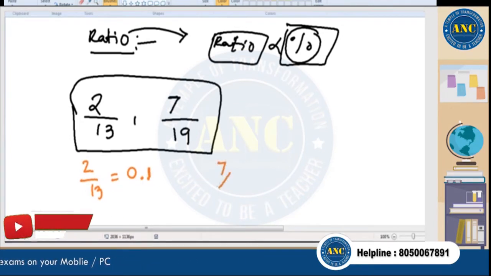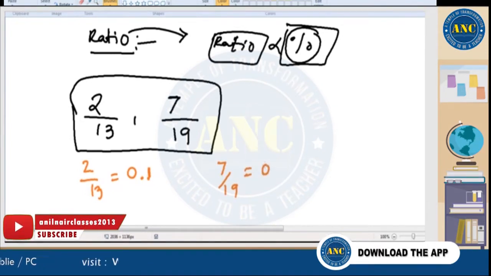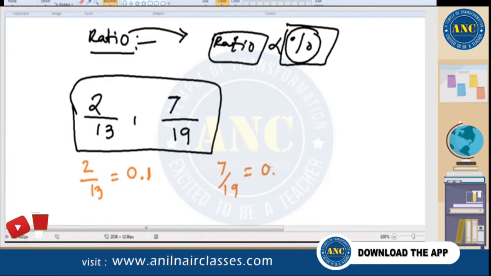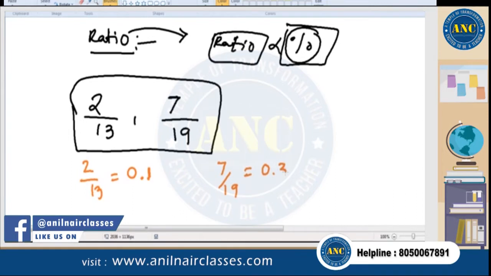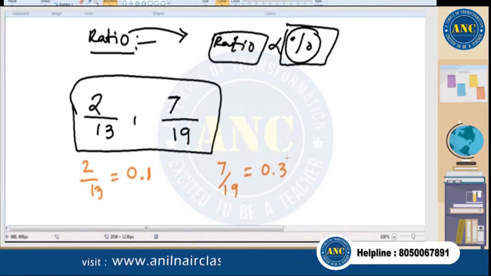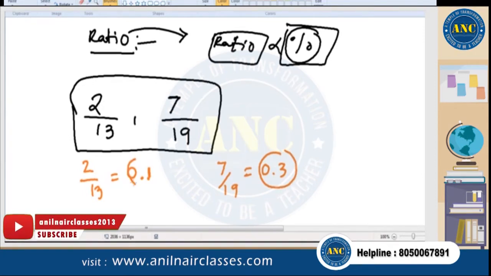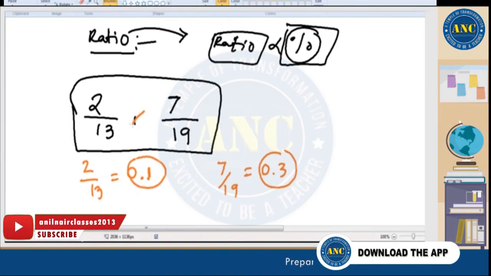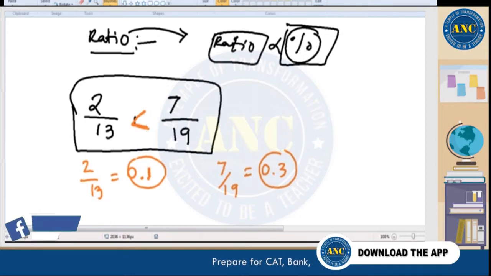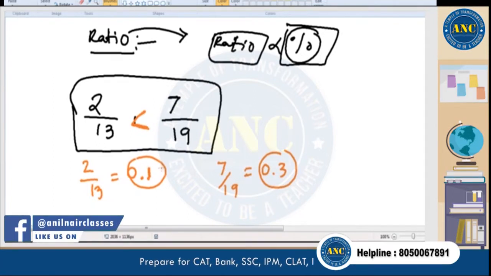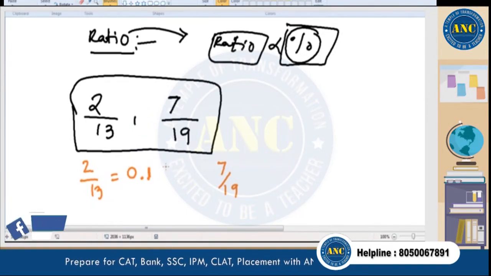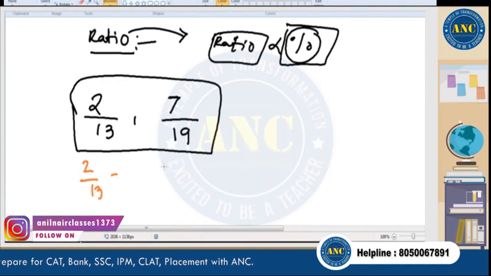So how can I write 7 by 19? 0 point, 7 will become 70. If you know the 19 table, 19 3s are 57, 19 4s are 76. So it is 0.3 something, and the other is 0.1 something. Definitely 7 by 19 is greater. But it is not that easy to work out in each and every ratio.